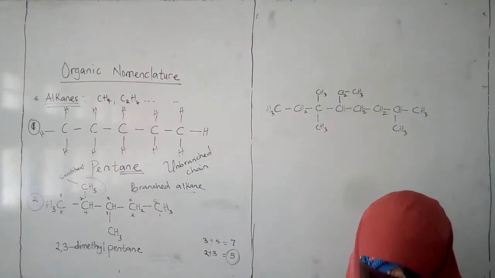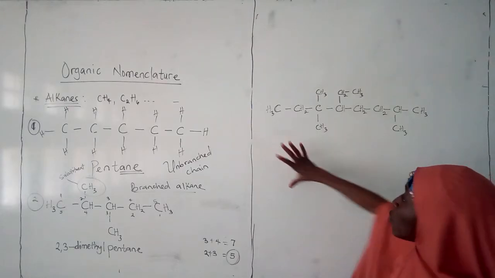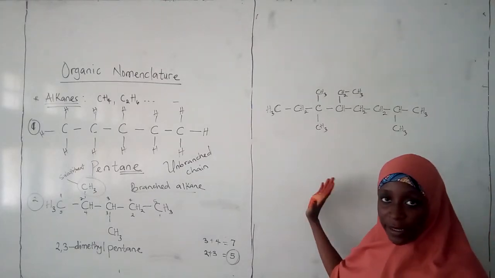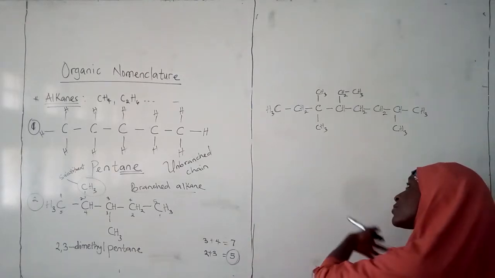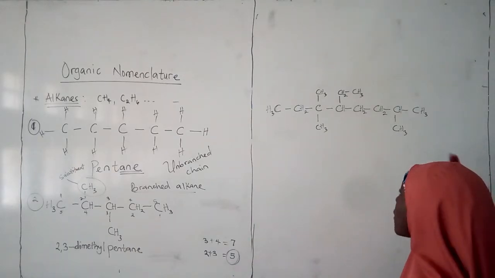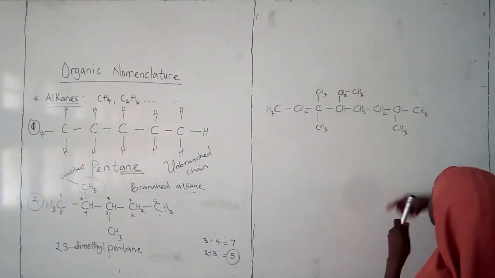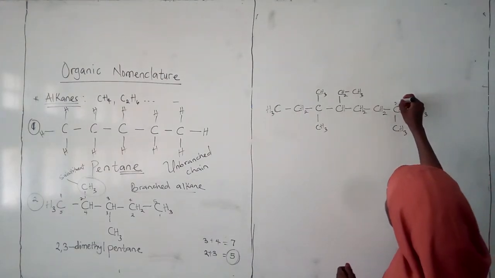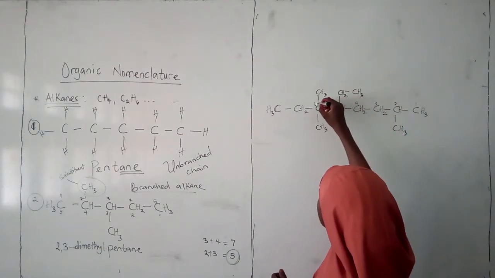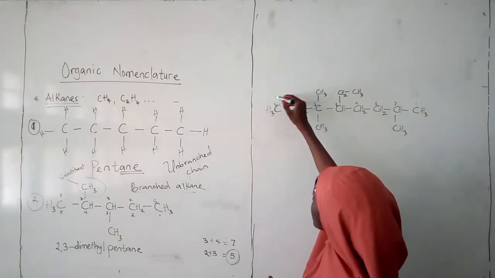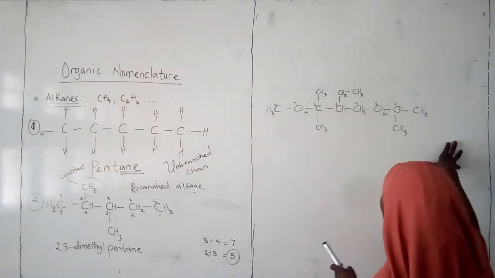Now we are given this to name. So now we are going to look for our longest chain, that's our parent chain. We are going to count it from left to right, from right to left, to find which one is going to be our parent chain. Now let's start counting from here. 1, 2, 3, 4, 5, 6, 7, 8. If you count it from this side, it's still going to give us 8 carbons.